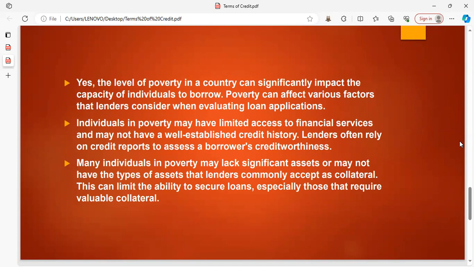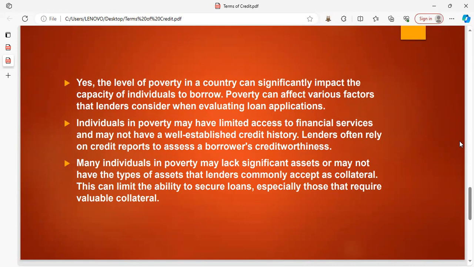Lenders often rely on credit reports to assess a borrower's creditworthiness. Before giving the money, lenders check whether they are able to pay it back. Many individuals in poverty may lack significant assets. They don't have any kind of asset and may not have the type of asset that lenders commonly accept as collateral. They have nothing in their hand to prove that they are financially stable. Then, on what basis can lenders give them the money? This can limit the ability to secure loans, especially those that require valuable collateral.